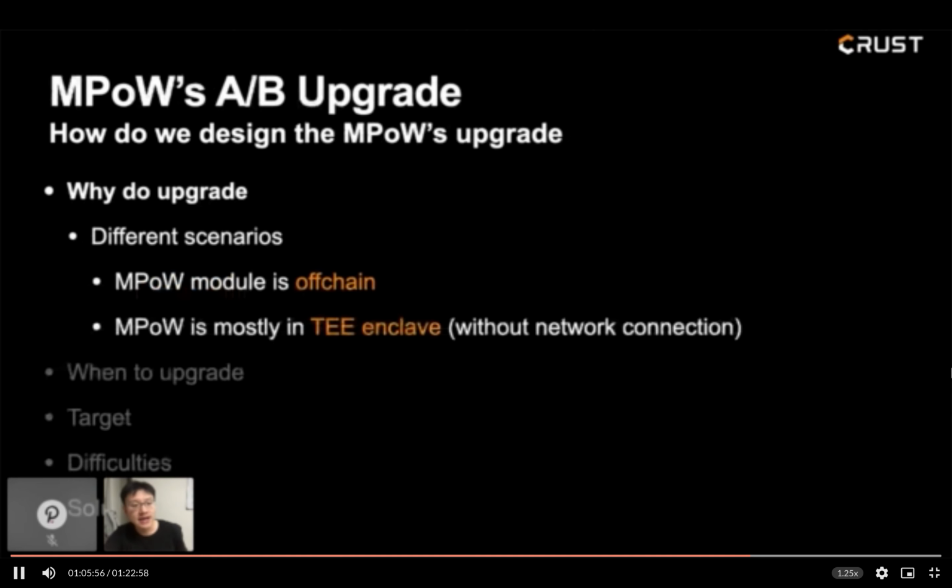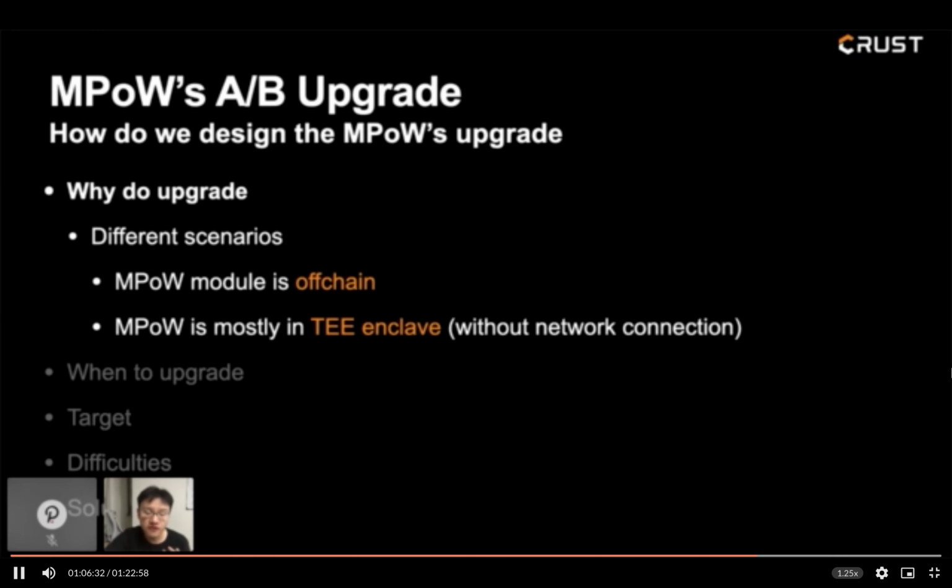So next is how we design the MPOW's upgrade. But first of all, a big question is why do we need it? Actually, Substrate already has a completely forkless upgrade mechanism based on WASM code, right? But we still need to design our own MPOW upgrade mechanism. But why? Because the scenario is different.